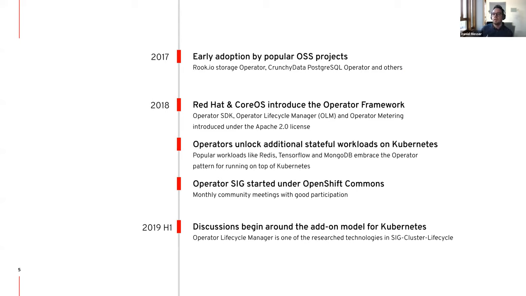What the operator does, it does this on cluster and it does it very specific to the application. In 2018, we actually officially launched the operator framework as an upstream open source project with the SDK, OLM, and a metering operator under the Apache 2.0 license. And we're seeing that this really unlocks the potential for running stateful workloads in a very safe and predictable fashion on Kubernetes. So we had a ton of onboarding from very popular workloads on Kubernetes, MongoDB, Redis, MySQL, Postgres.